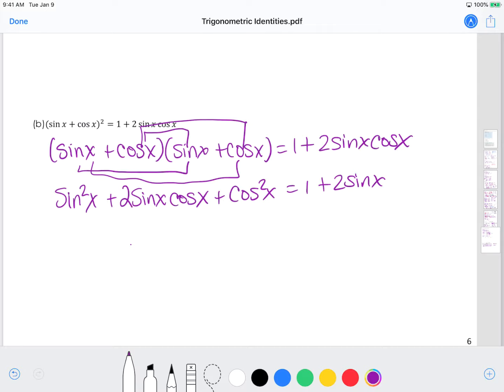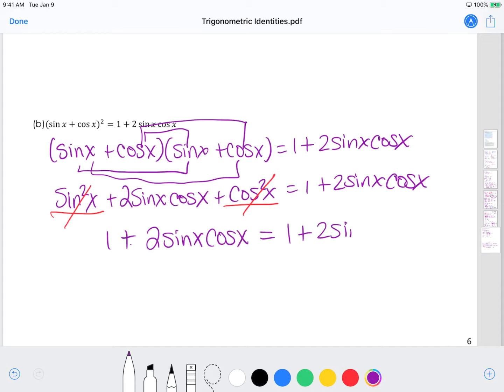And I want to show that that's equal to 1 plus 2 sine x cosine x. Using our Pythagorean identity, I know that sine squared x and cosine squared x, when I add them together, gives me 1. So I can take this out and replace it with 1. So I have 1 plus 2 sine x cosine x, and that's equal to the right side, 1 plus 2 sine x cosine x. We just finished proving that identity, and we are done.